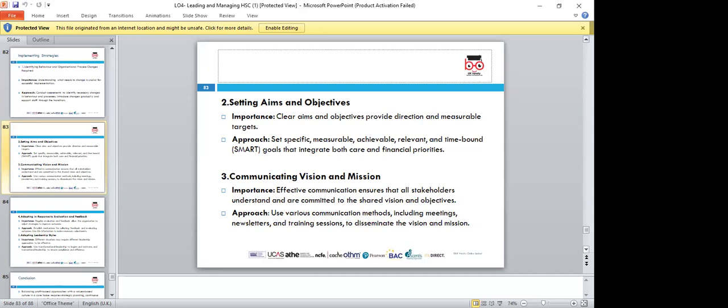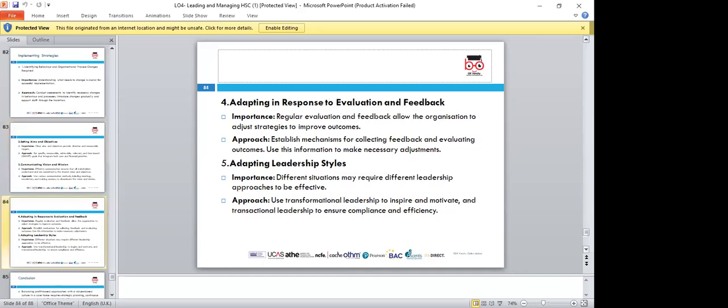Communicating vision and mission. The importance we spoke about is that effective communication ensures all stakeholders are on the same level, and they become partakers of the shared vision and objectives. How do we do it? We use various communication methods, including meetings, newsletters, training sessions, and all that.